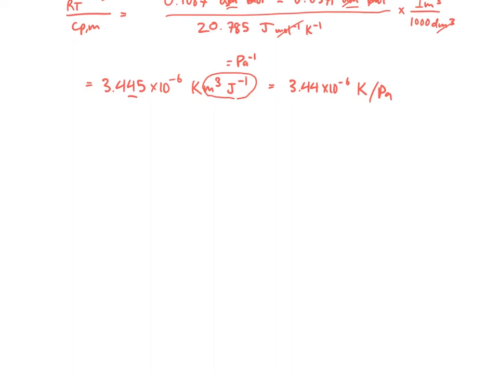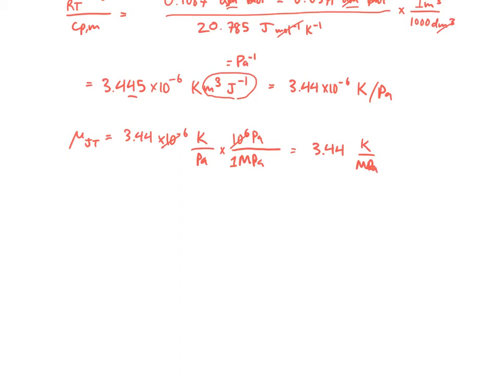requires us to convert to megapascals so we can compare directly with the value that we find in our books. So our mu JT is 3.44 times 10 to the negative 6th Kelvin per Pascal. But then we have to multiply times the conversion between pascals and megapascals. 10 to the 6th pascals for every 1 megapascal. These two just cancel each other out, and we're left with 3.44 Kelvin per megapascal. And we can compare that directly with a value that we can get from the book or online or elsewhere.